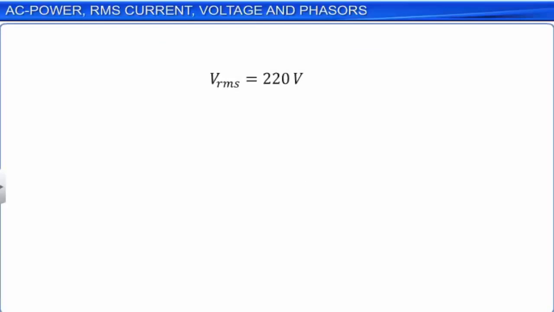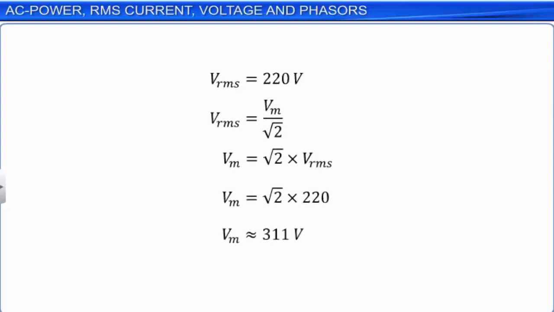For example, domestic supply has 220 volts AC. Here, 220 volts is the RMS value of the voltage given to domestic consumers. The amplitude of the AC is root 2 times the value of RMS voltage. Thus, the amplitude of the AC given to domestic consumers is approximately 311 volts.